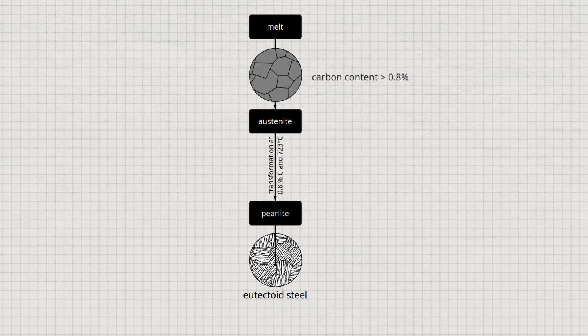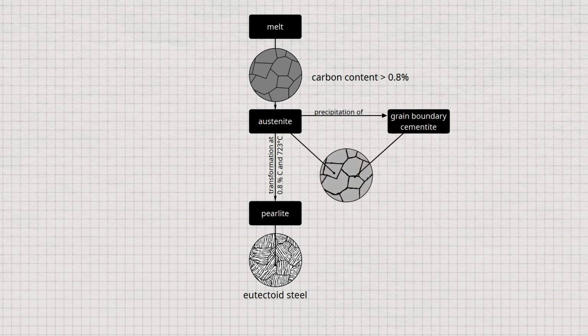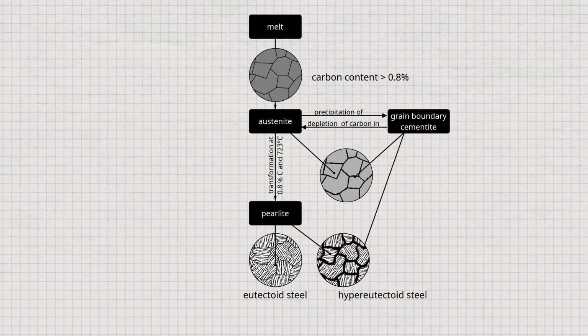In hypereutectoid steels with carbon contents above 0.8%, the insoluble carbon precipitates as cementite at the grain boundaries when the solubility limit is undershot in the phase diagram. This leads to a depletion of carbon in the austenite. Thus the carbon concentration in the austenite decreases as cementite is formed. Eventually, at 723 degrees Celsius, the carbon content in the austenite has reached the eutectoid composition of 0.8% carbon. Now, at a constant temperature of 723 degrees Celsius, the transformation of the face-centered cubic austenite into the body-centered cubic ferrite begins, with the carbon again being precipitated in stripes and the microstructural component pearlite being formed.